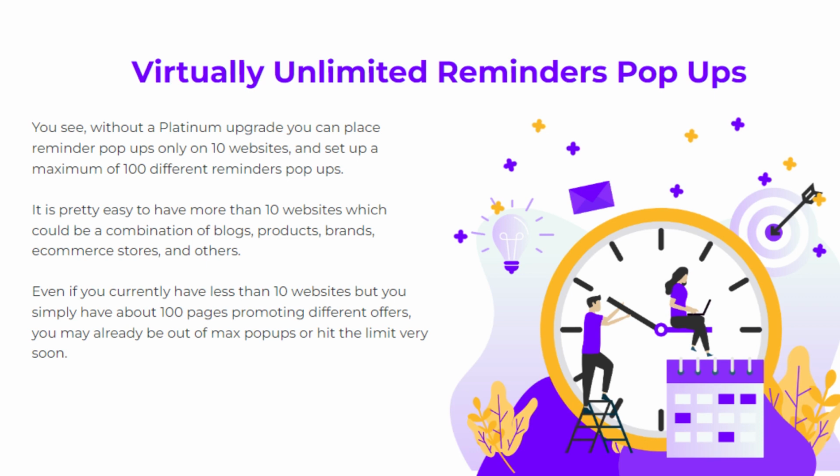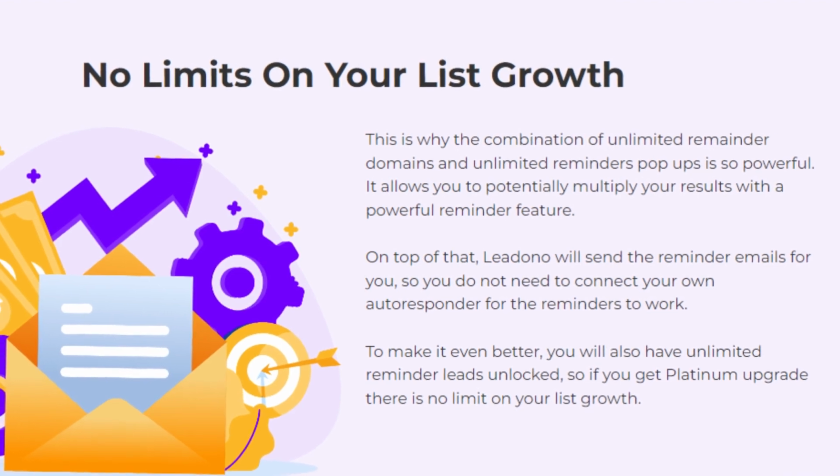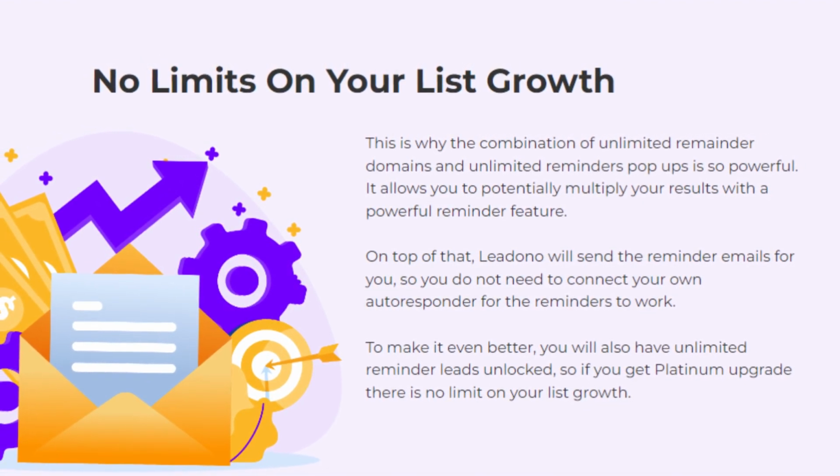It is pretty easy to have more than 10 websites, which could be a combination of blogs, products, brands, e-commerce stores, and others. Even if you currently have less than 10 websites but you simply have about 100 pages promoting different offers, you may already be out of max pop-ups or hit the limit very soon. No limits on your list growth. This is why the combination of unlimited reminder domains and unlimited reminder pop-ups is so powerful. It allows you to potentially multiply your results with a powerful reminder feature. On top of that, Leadono will send the reminder emails for you, so you do not need to connect your own autoresponder for the reminders to work. To make it even better, you will also have unlimited reminder leads unlocked, so if you get Platinum upgrade, there is no limit on your list growth.